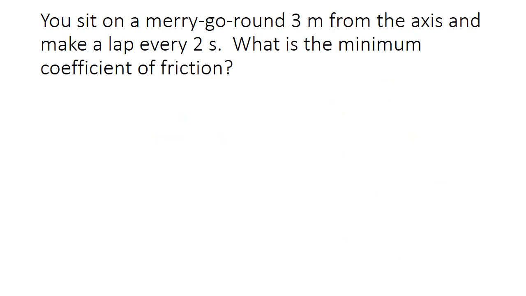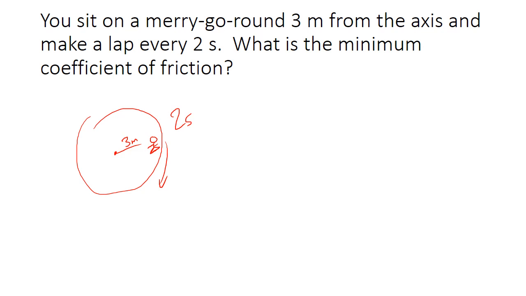You sit on a merry-go-round 3 meters from the axis and make a lap every 2 seconds. What is the minimum coefficient of friction? Alright, so let's draw a picture. Here's you sitting down. Let's see, we'll draw your legs folded and whatever. Okay, so 2 seconds go by and you're back, and you're 3 meters away. Alright, so far so good. You can pause the video, see if you can do it.